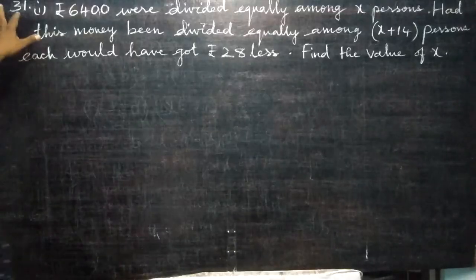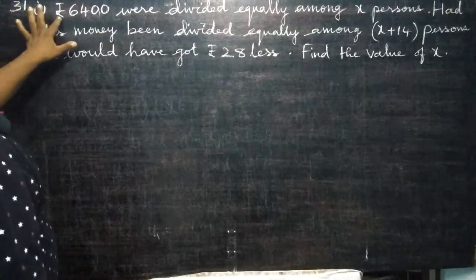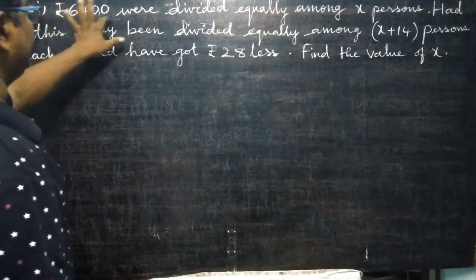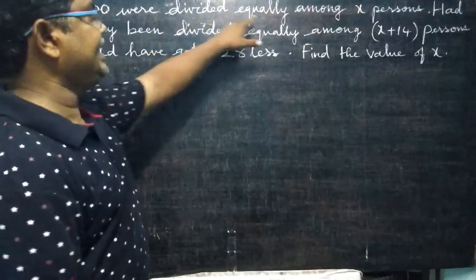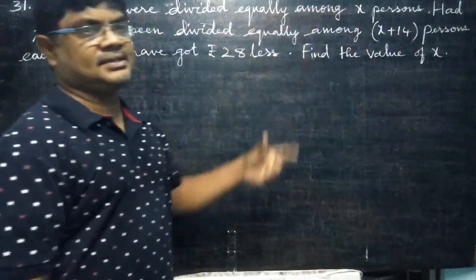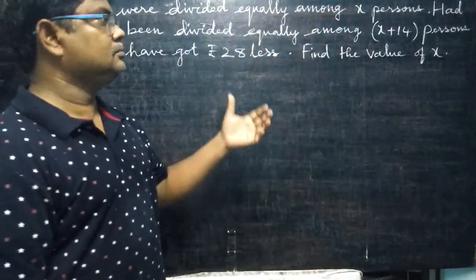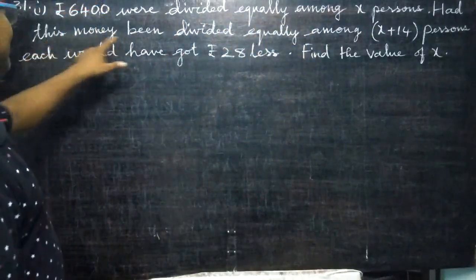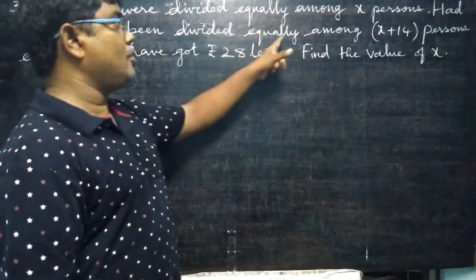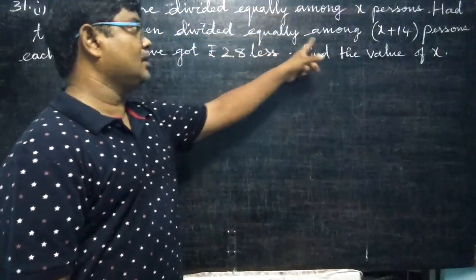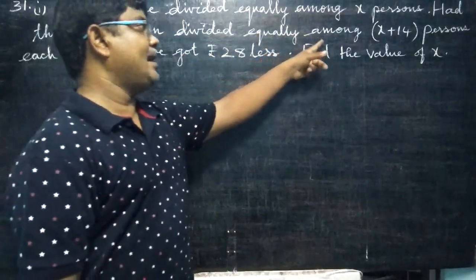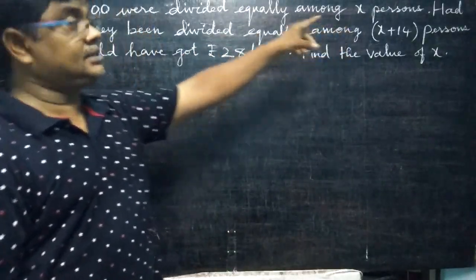First problem, in that first bit I am doing. Rupees 6,400 were divided equally among x persons. How many persons, we don't know. Had this money been divided equally among x plus 14 persons.